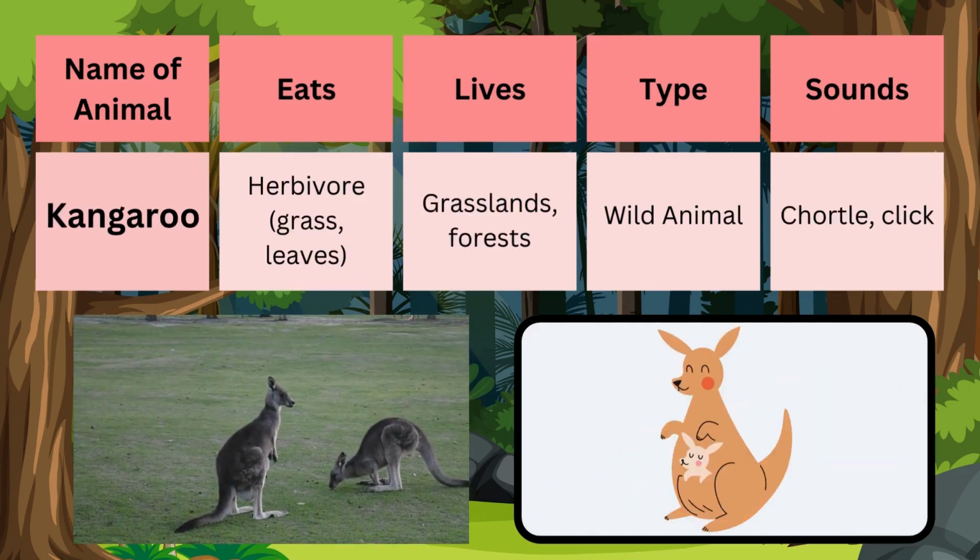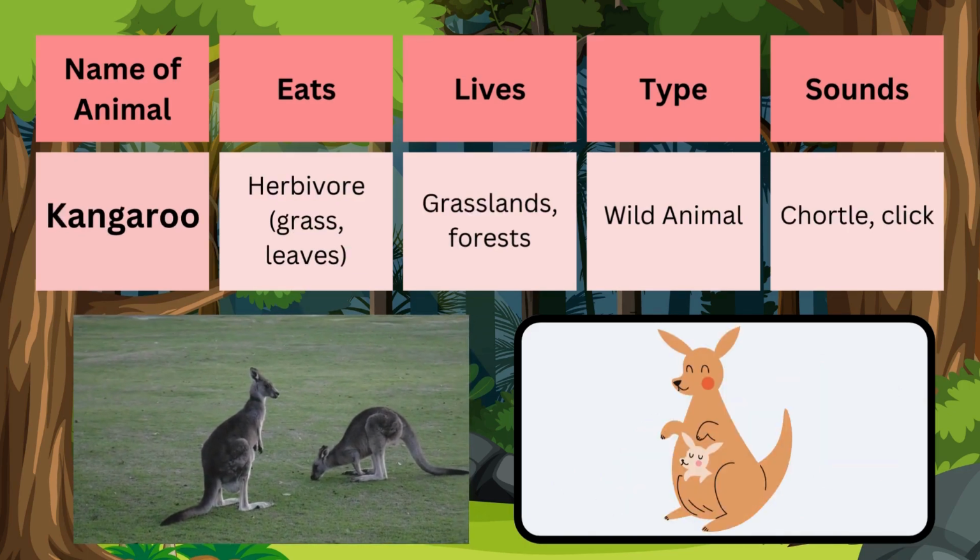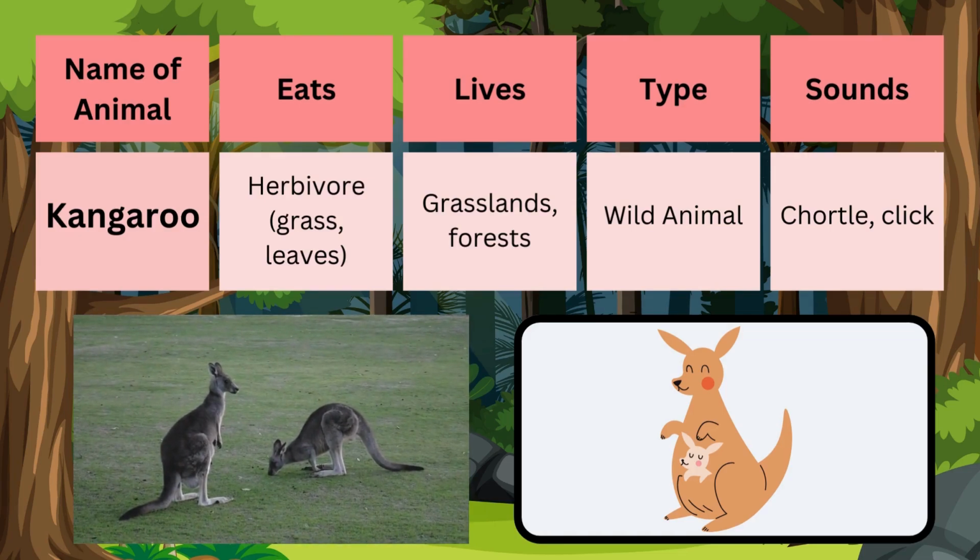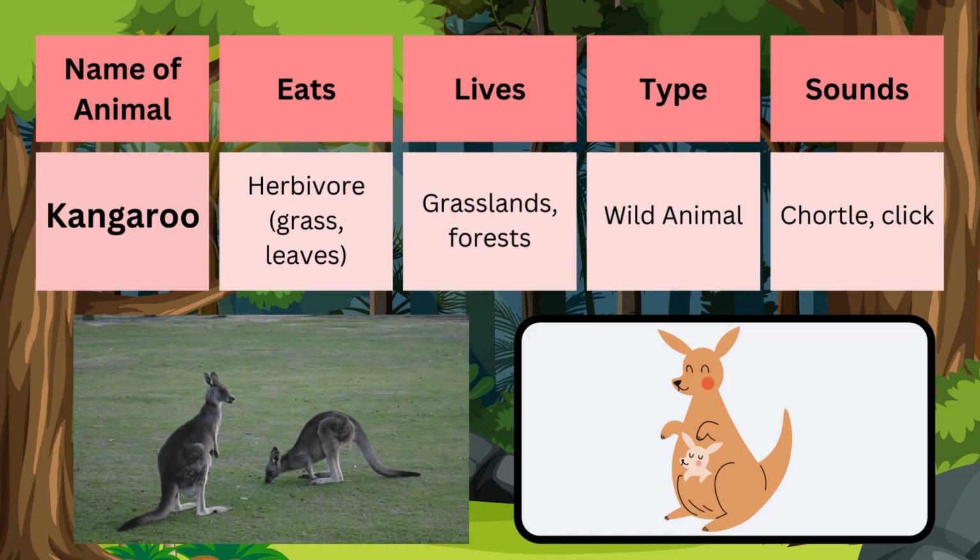Kangaroo. Kangaroo eats herbivore grass, leaves. Lives in grasslands, forests. Kangaroo is a wild animal. Sounds.